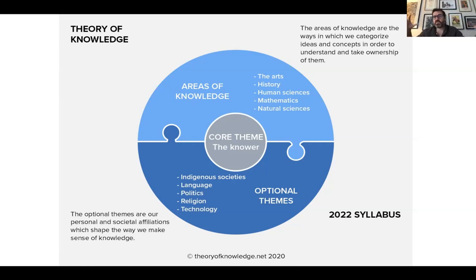And those 2 aspects feed into the center of this diagram, which is the core theme. That's us, knowledge, and the knower.